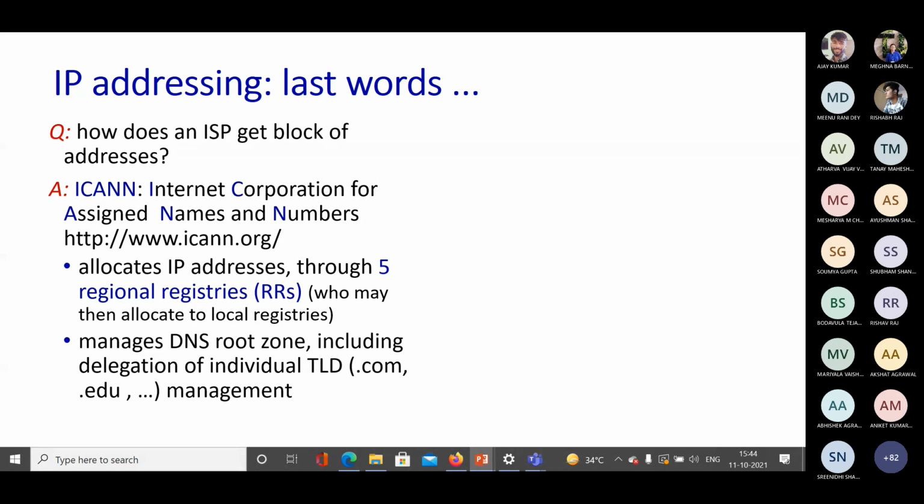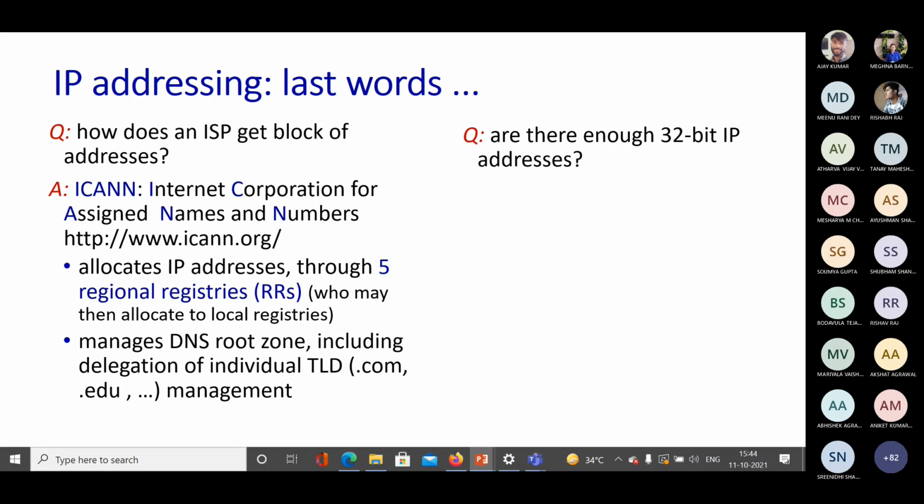Now this ICANN not only gives these IP addresses, it also manages the DNS root zone, including the delegation of the individual TLD management. So if you think about it, this is basically one organization which is handling all the management of the internet. That means giving out the IP addresses, managing the DNS root and the TLD servers.